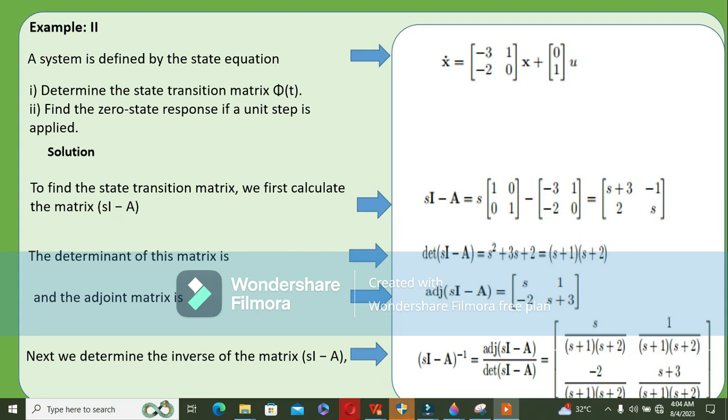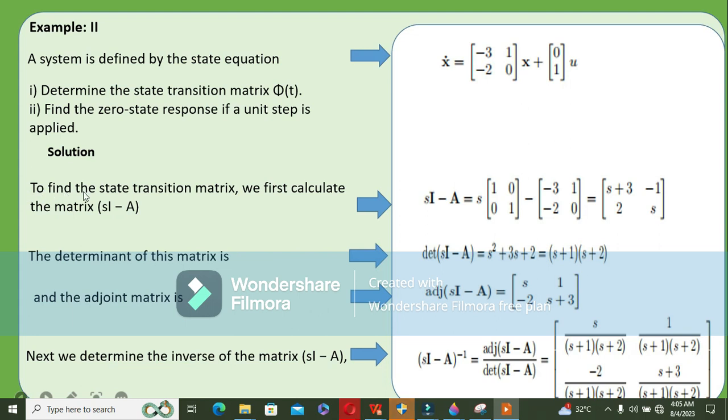Now we have another system, defined by the state equation. Now this is the state equation. In the former problem we did for you, we were able to give you A, that is the system matrix. In this one, you have to get your A from the system you have been given. We are asked to determine the state transition matrix phi of t, and find the zero state response if a unit step is applied. So you can see this is what we have here.